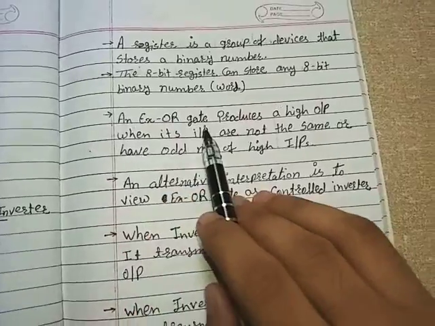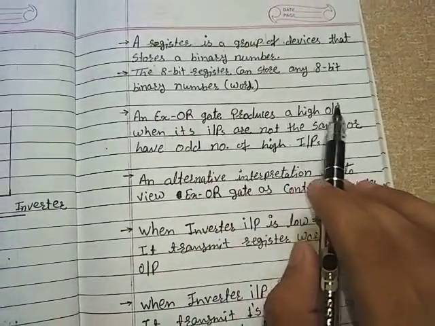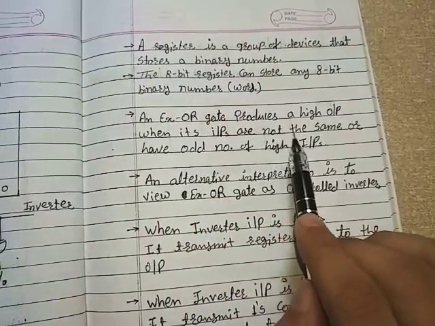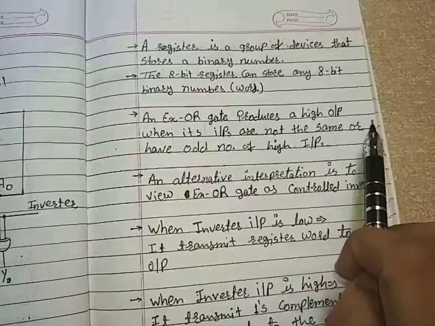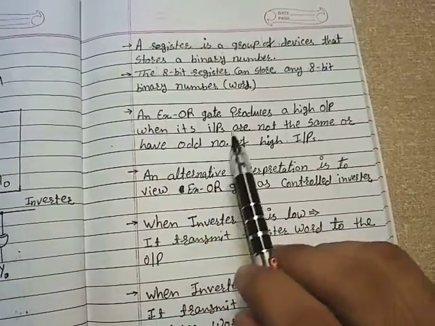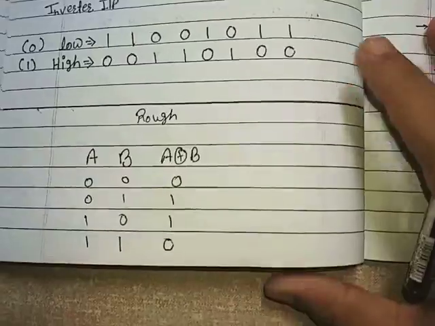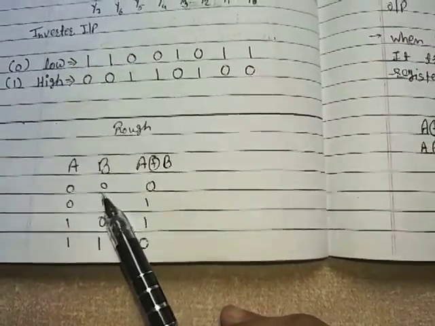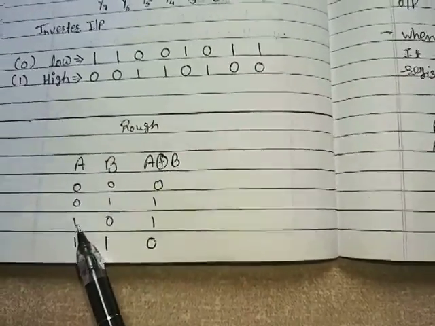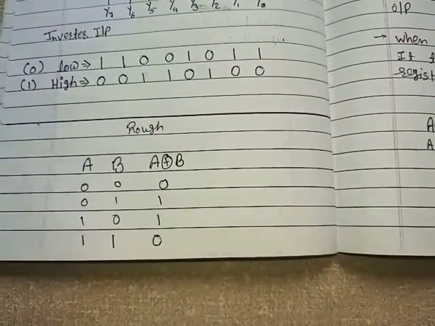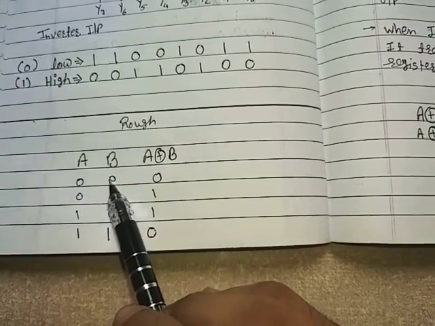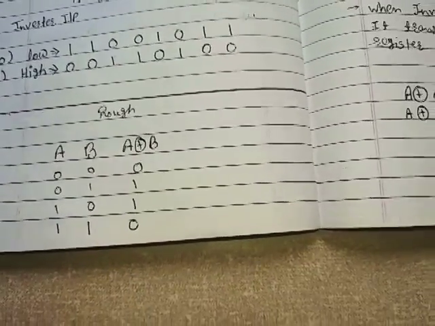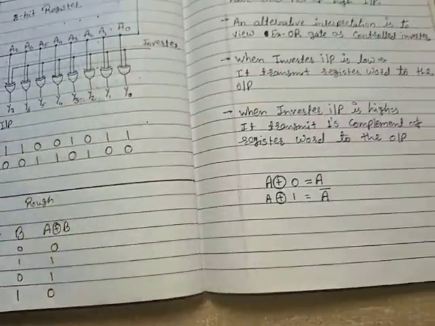An XOR gate produces a high output when its inputs are not the same, or we can say when it has an odd number of high inputs. Here is the truth table of the XOR gate. When high inputs are in odd number, look here, 1 is odd, here as well, we will get a high output. And when all the inputs are low, or when there are an even number of high inputs, the output is low.